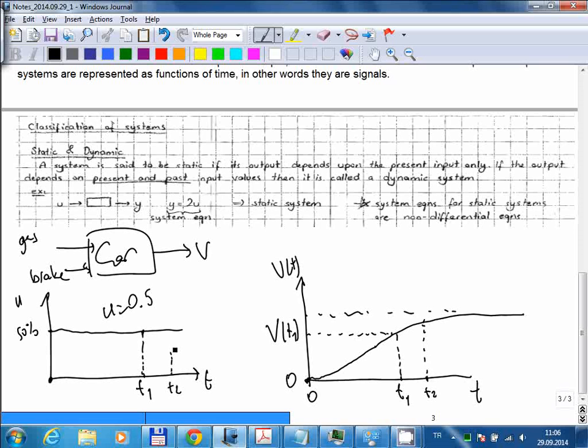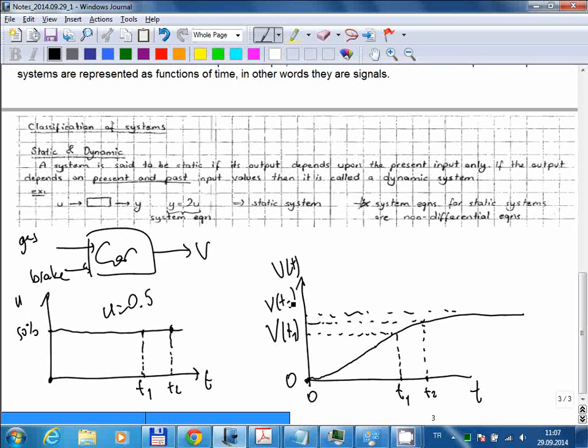If you look at T2, the input at T2 is still the same. We still apply the same input, whereas the output is now different. The speed of the car at time T2 is different from the speed of the car at T1. So this is a dynamic system, because the input didn't change, but the output changed.